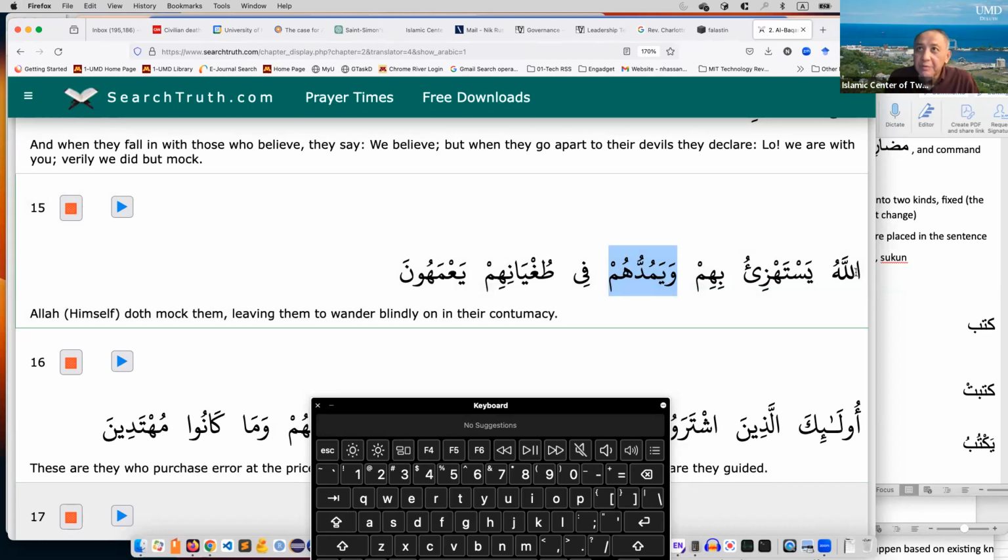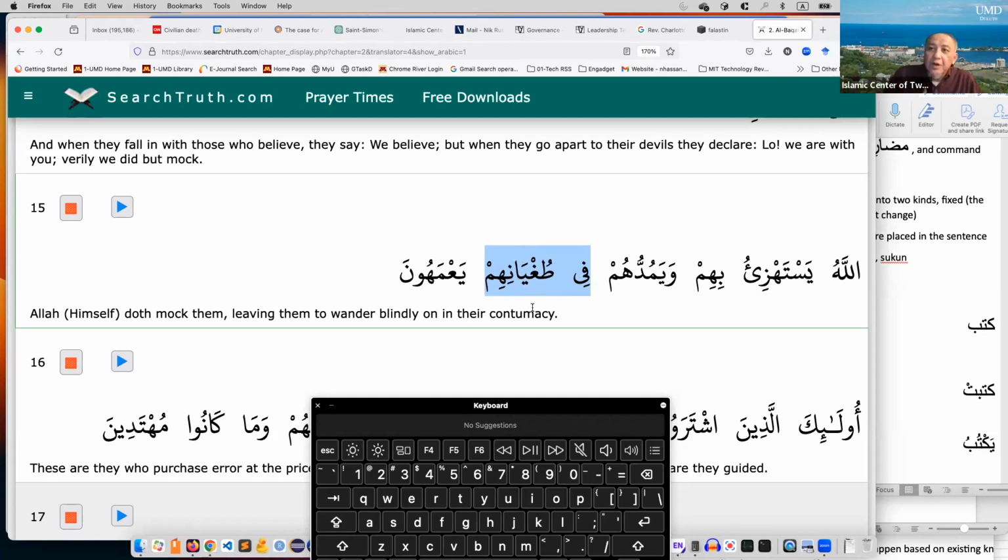So how many fragments so far? We got a bunch of fragments here. This is one fragment, here's another, and here's another. So fi tughyanihim, one more fragment. Fi means in. Tughyanihim means in their bad behavior, behavior that crosses the line, their tughyan, their rebellion. So that's another fragment. So there we go, that's basically how sentences in Arabic are put together.